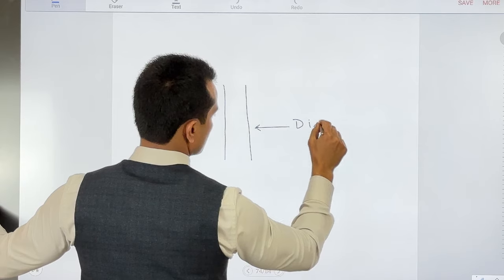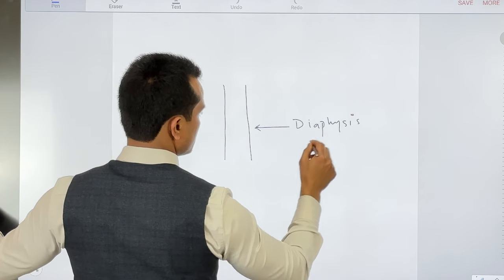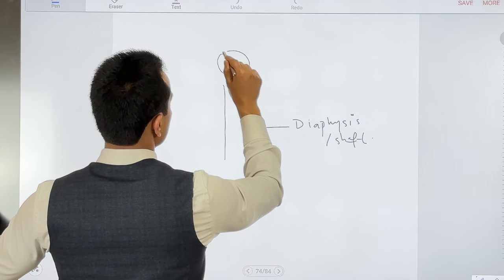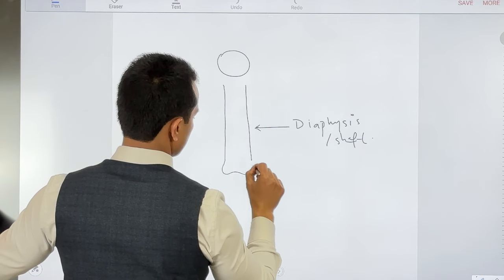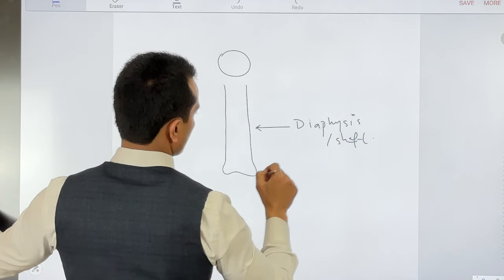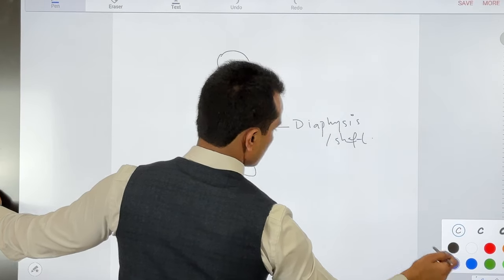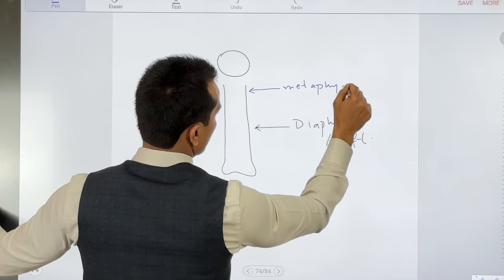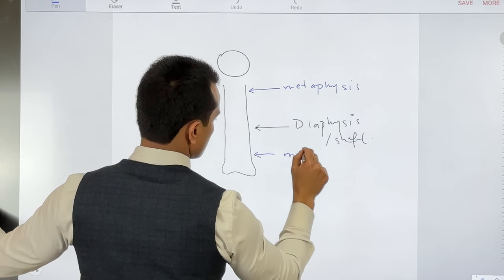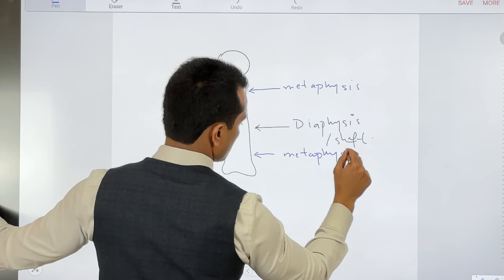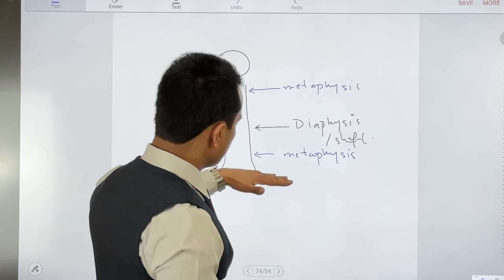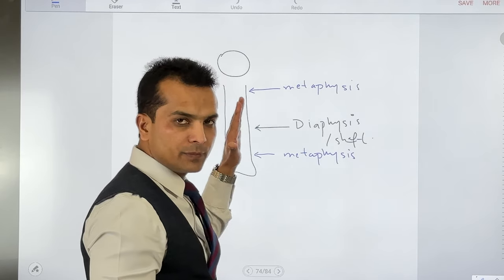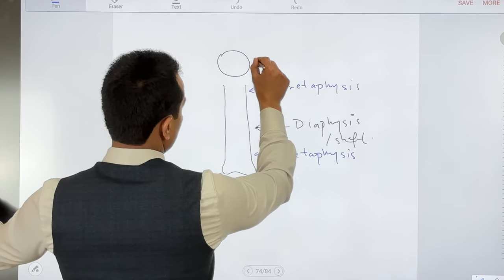Suppose this is your humerus, and this is the diaphysis, also called the shaft. Here you have the head, and here you have the condyles. So this is the diaphysis, and this end is the metaphysis. This is also metaphysis. Meta means in between. So the metaphysis is also called the epiphyseal end of the diaphysis. Remember, because this is your epiphysis.